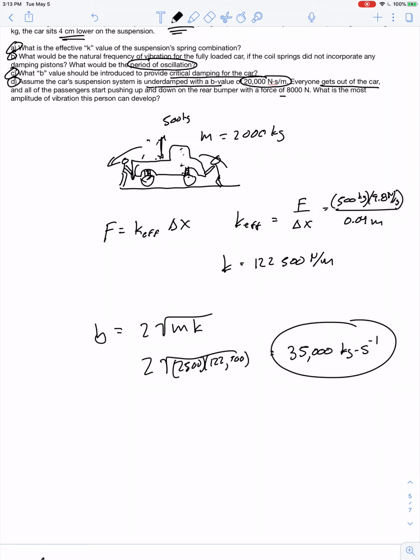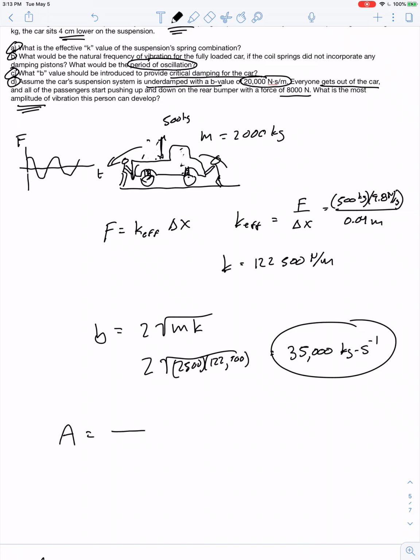They push with a force of 8,000 newtons, and their pushing is not continuous, right? If you've ever pushed up and down on a car like this, you're driving it at a certain frequency, so that if we graph the way you apply your force versus time, your force itself is sinusoidal. What's the greatest amplitude of vibration that they can develop for the truck?